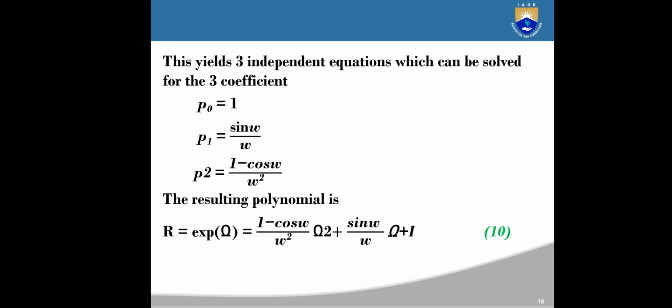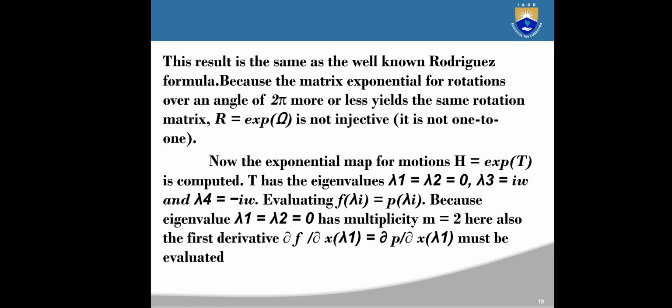The resulting polynomial R is 1 minus cos omega by omega square into omega square plus sin omega by omega into omega plus I. This result is the same as the well-known Rodrigues formula because the matrix exponential for rotations over an angle of 2 pi more or less yields the same rotation matrix. R is equal to exponential of omega is not injective, that is, it is not 1 to 1.